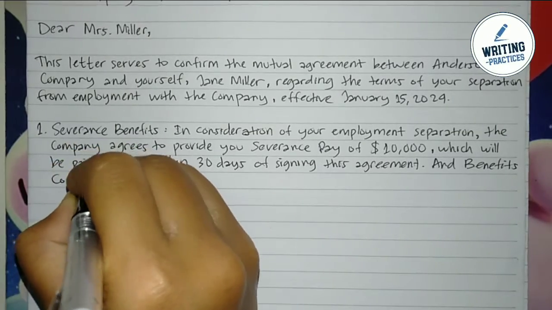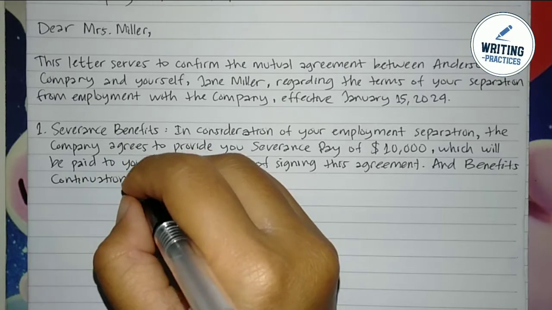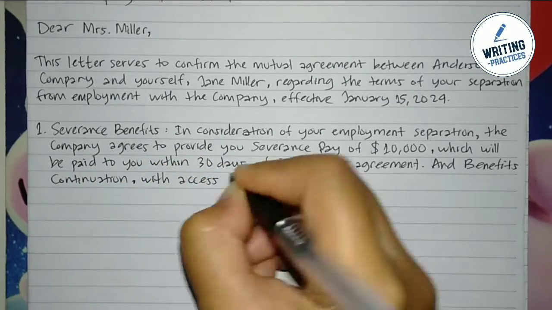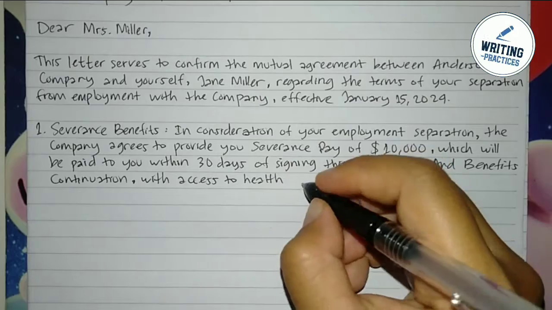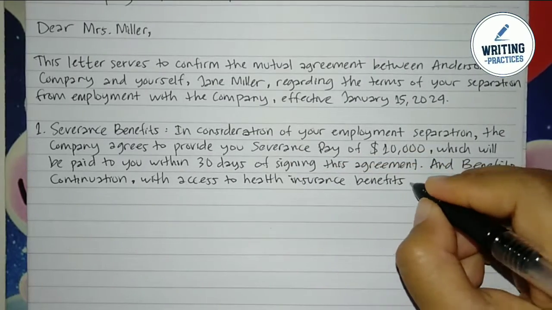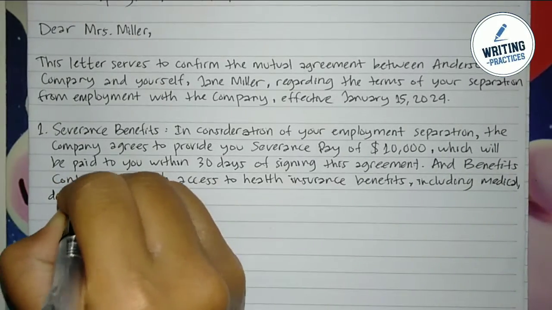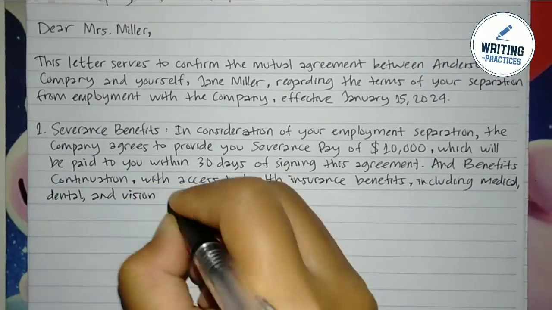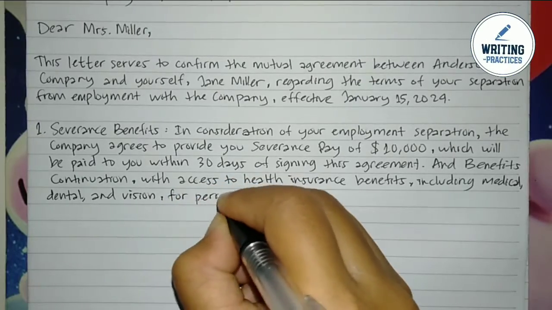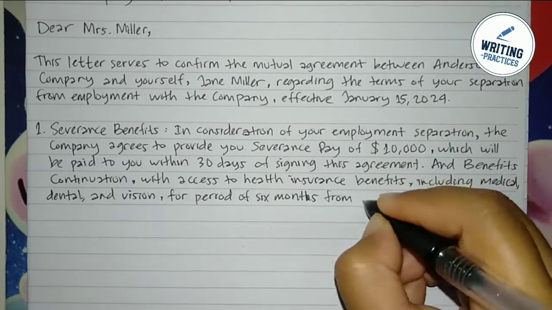You will receive a lump sum severance payment of $10,000, which will be paid to you within 30 days of signing this agreement. And mention also the benefits continuation. For example, the company will continue to provide you with access to health insurance benefits. They are including medical, dental, and vision, for a period of 6 months from your last working day.